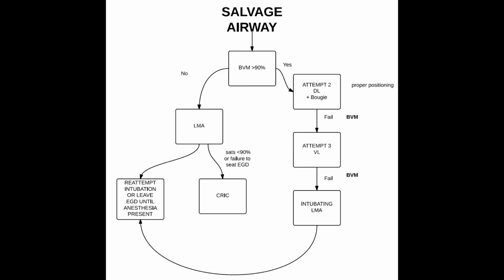But before we do that, if you're unable to bag a patient to a SAT greater than 90, you are now placing an LMA or a supraglottic device. And if with a supraglottic device you are not able to achieve SATs greater than 90%, you're now moving towards a cricothyrotomy. You're in a can't intubate, can't oxygenate situation, and a surgical airway is now mandated.